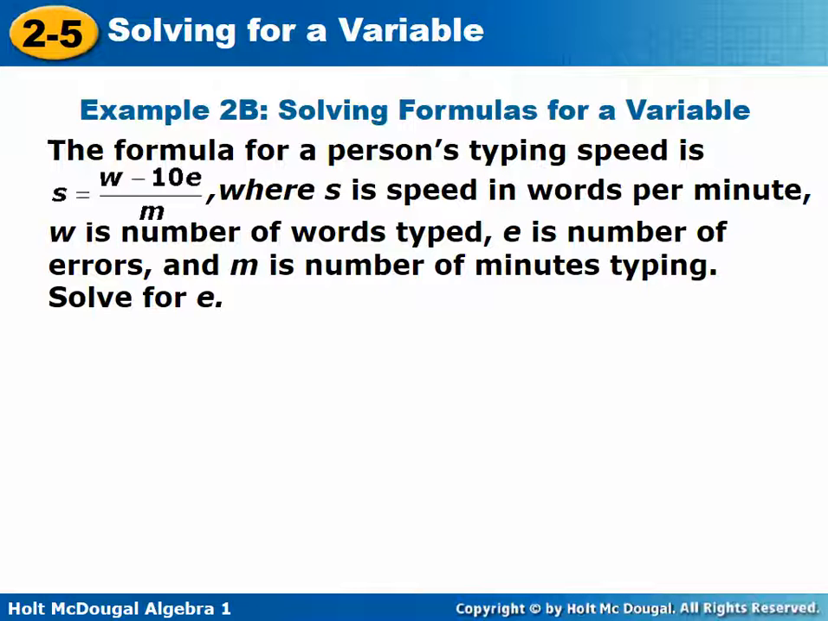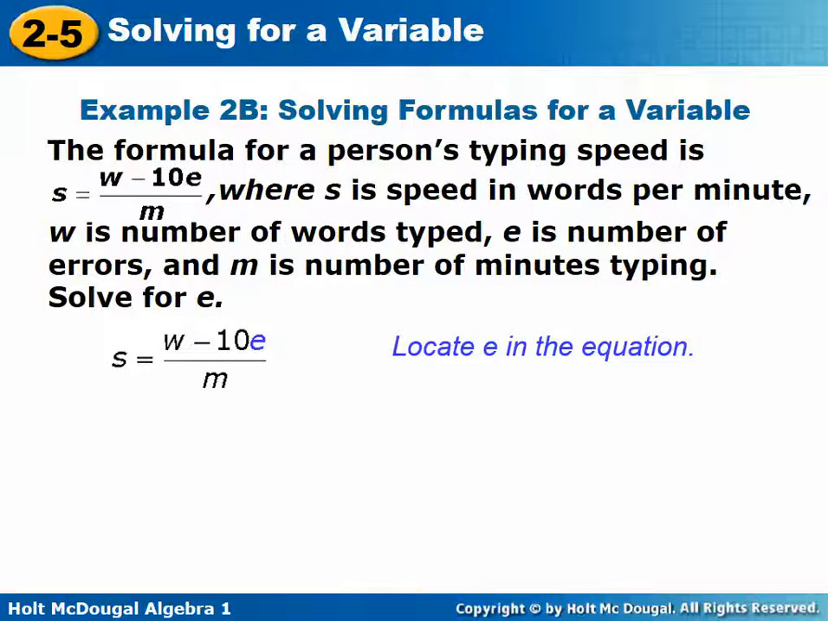Here's another one. This one looks really tricky. This is the formula for a person's typing speed. It's words per minute minus 10 times the error, all divided by m, which is the number of minutes typing. Because every error you make takes a little bit longer to fix it. So you have to subtract 10e for all your errors. So if you only have one error, you only have to subtract 1 times 10. But if you have multiple, it's going to subtract a lot.